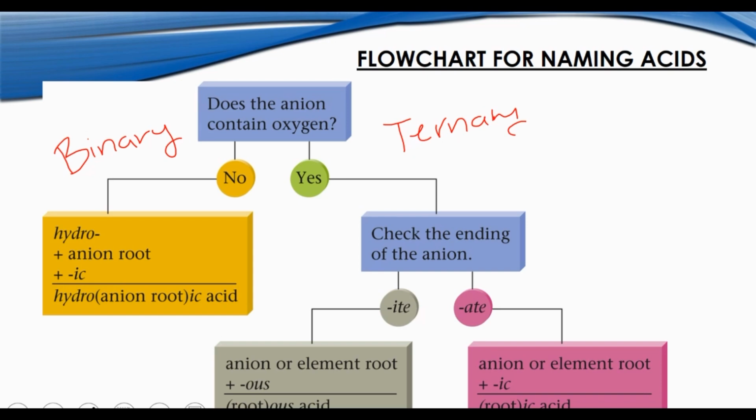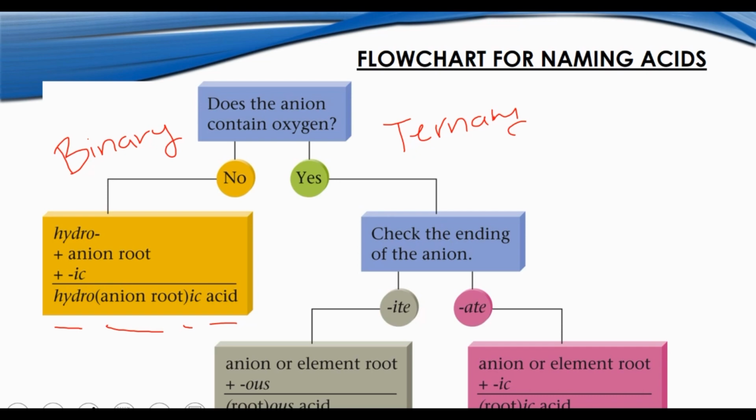Now, here on the screen, you will see at the very top that it says, does the anion contain oxygen? That's really when we're talking about binary or ternary. The presence of the oxygen will move it over from binary to ternary. When we're dealing with binary, we don't have any oxygen, we're only dealing with 2, usually hydrogen plus another anion. We will follow a very specific structure: hydro, then the name of the anion with the ending IC, and then the word acid. We'll look at a few examples in just a moment.